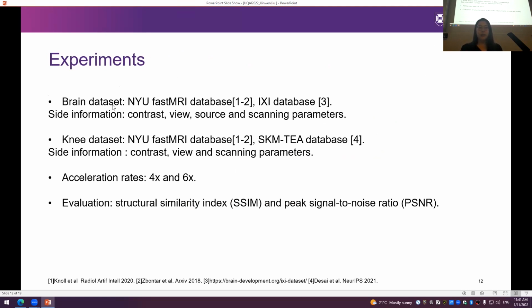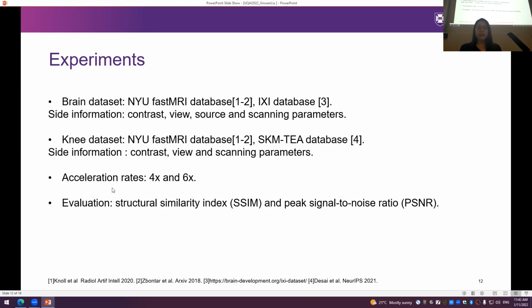So we conducted experiments on publicly available data sets, which include a brain data set from the NYU fastMRI Challenge, and also other databases. And we also conducted experiments on the knee data sets. The set information we investigate includes the contrast, like the one I showed you before, T1 weighted, T2 weighted, and also the view, like the slices from this data set are sagittal view, but this data set has axial view slices. And also the source, which means which scanner the images are from, and also some scanning parameters like TR and TE. So that's the knee data sets.